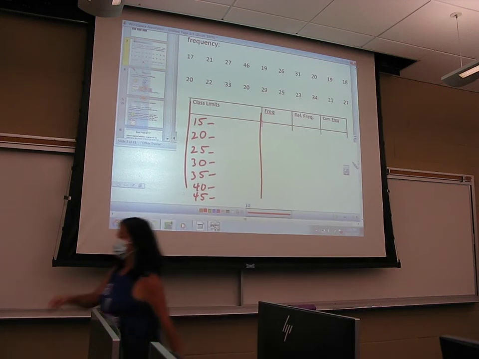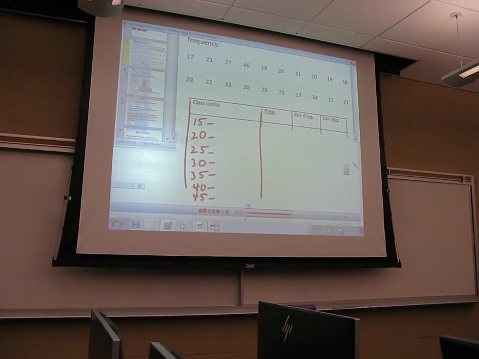Okay, good. So then you're going to go back and figure out what's the number that came before each of those. Find all your upper class limits. So 19, 24, 29, 34, 39, 44, and then I just add a class width to get to the next one. So if it goes 39, 44, the next one will be 49.